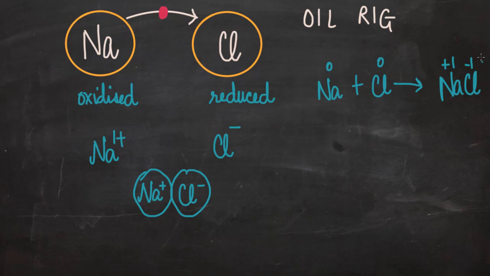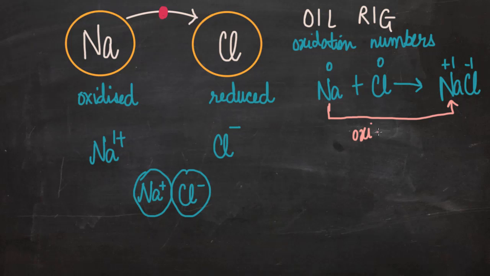These charges that are written on the top are known as oxidation numbers. So here sodium's oxidation number is increasing from 0 to +1. It is getting oxidized. So when oxidation number increases, that is oxidation. And what is happening to chlorine here? Chlorine's oxidation number is decreasing from 0 to -1. So it is getting reduced.